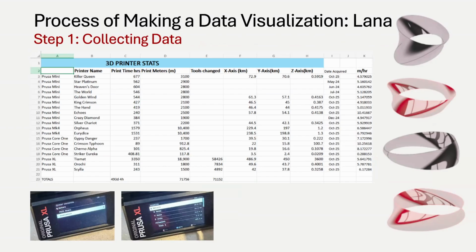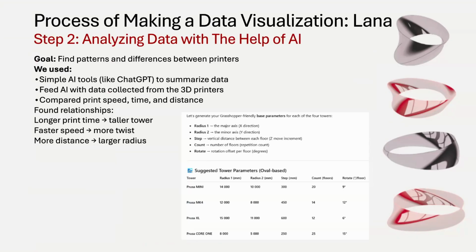Here you will see it is categorized by the type of printer, the printer's name, print time, print meters traveled in the XYZ axis. And we also need to keep the date acquired on it, so that next time if we collect more data, we know how much time has passed in between. And the last column says the speed for the machine. Yeah, that's the data collecting process.